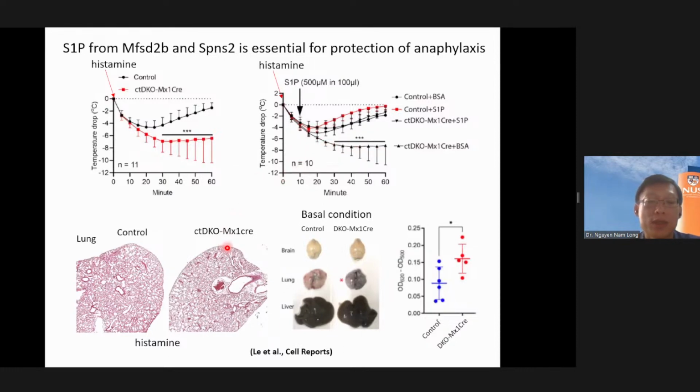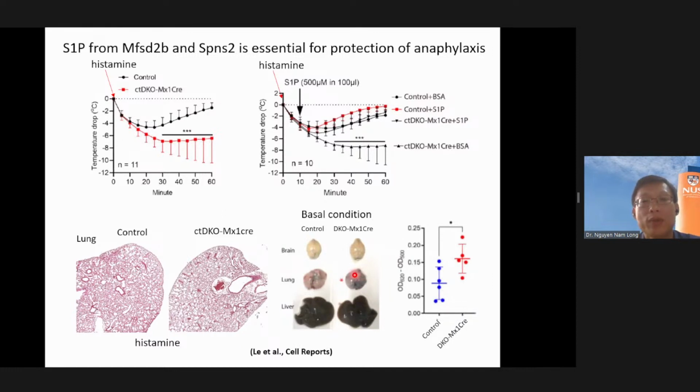So we also wanted to check the phenotype in the lung because lung vasculature is very important. As you can see here, this is the lung histology from the control animal, and this is from the double knockout mice. As you can see, there are clusters or clots of blood inside the vasculature in the lung, which show that the lungs are actually quite leaky. They have an increased level of even blue leakage into the lung.